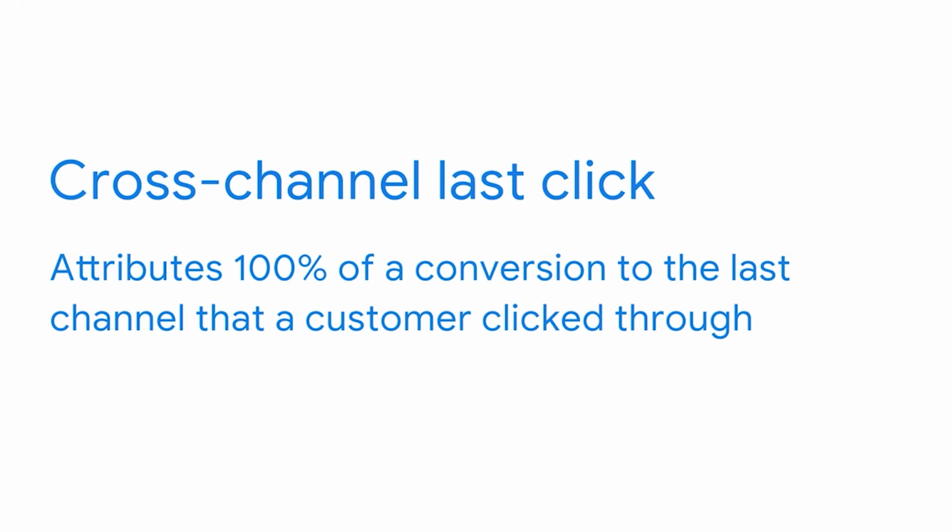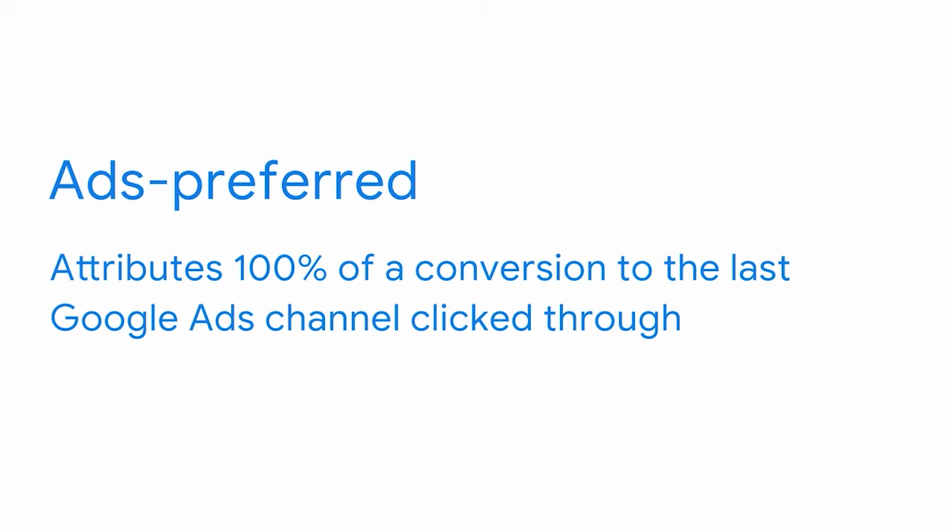You learn that attribution is the act of assigning credit for conversions. In Google Analytics, marketers often choose the cross-channel last-click model, which attributes 100% of a conversion to the last channel that a customer clicked through before converting. After a Google Ads account is linked to Google Analytics, you can also select to view an Ads Preferred attribution model that attributes 100% of the conversion to the last Google Ads channel that a customer clicked through before converting.